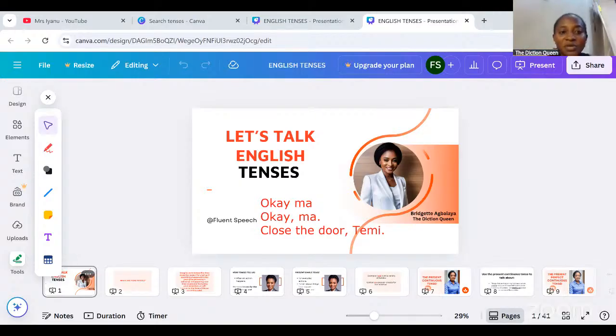So, before we start this afternoon, we're going to do a short task on tenses. But before that, let me briefly introduce tenses to you. Tenses is all about timing.